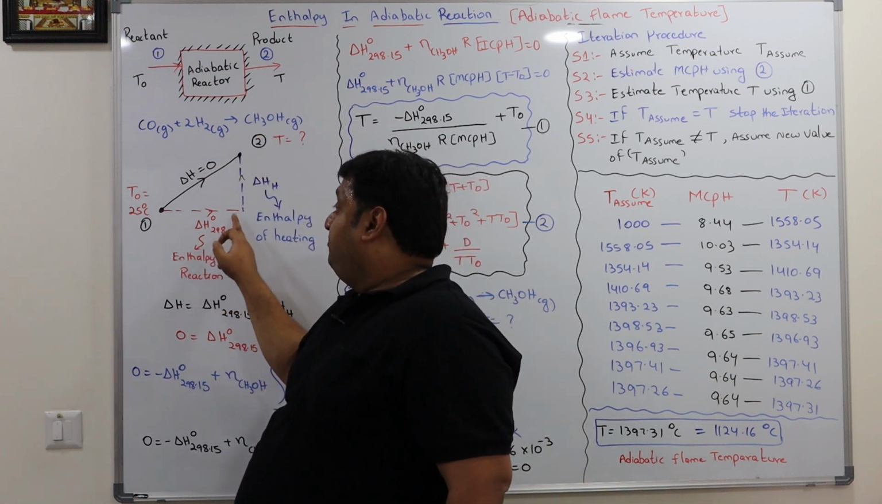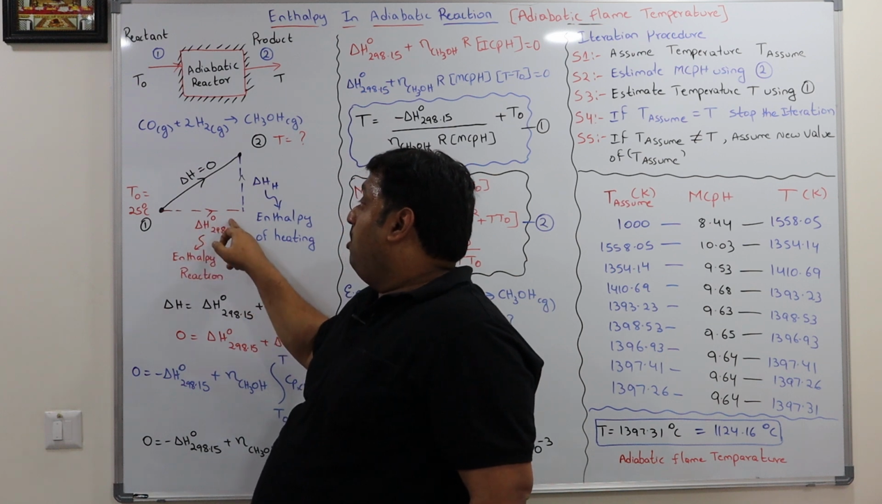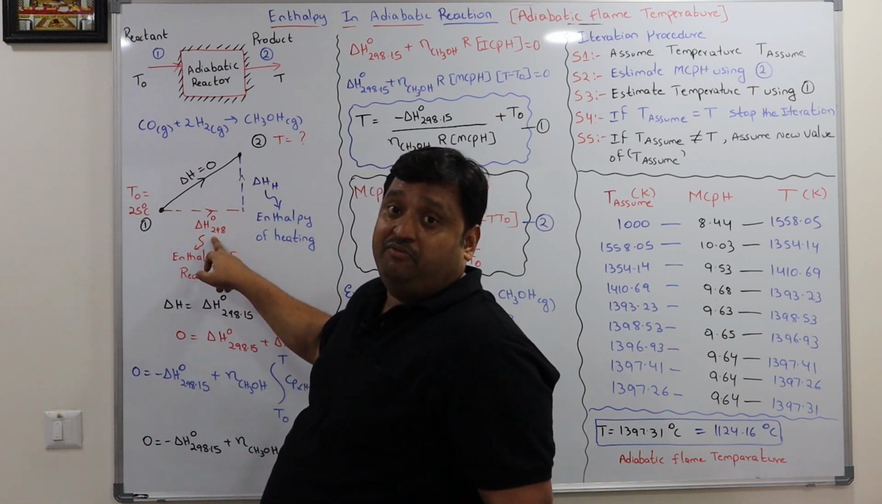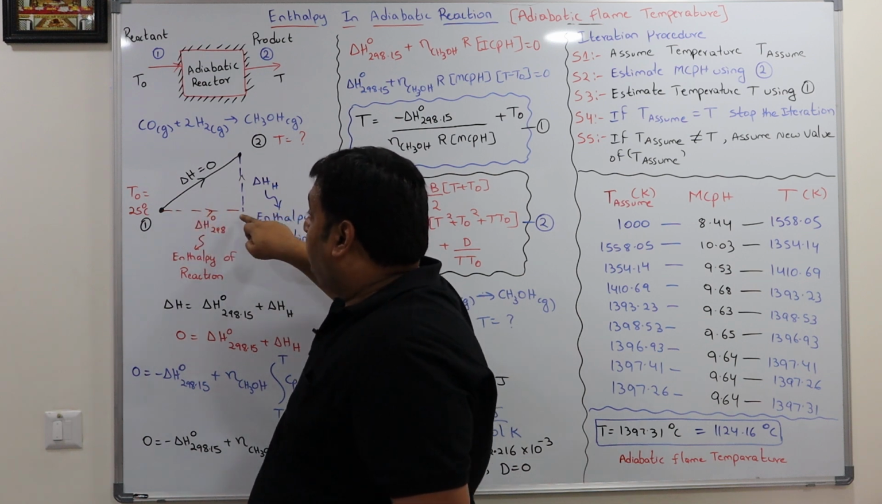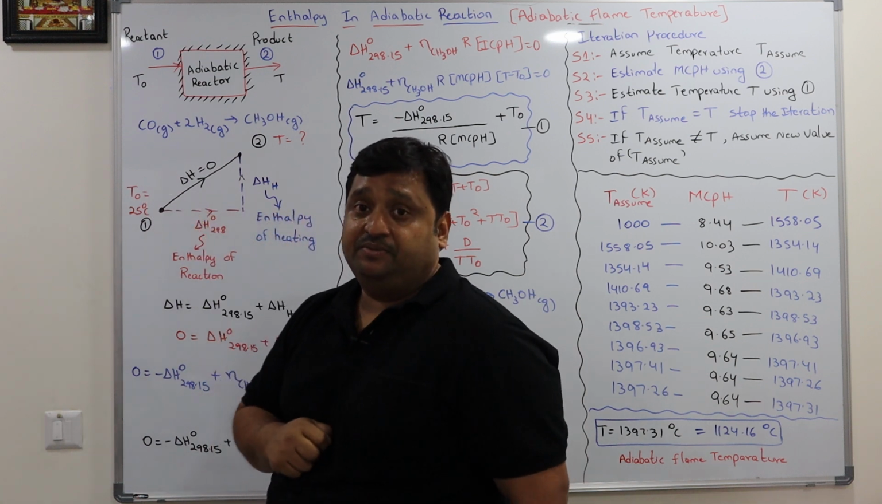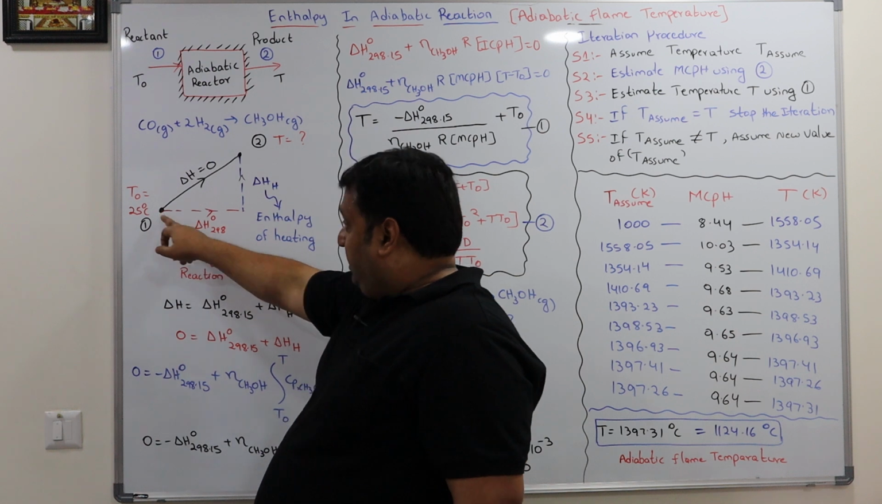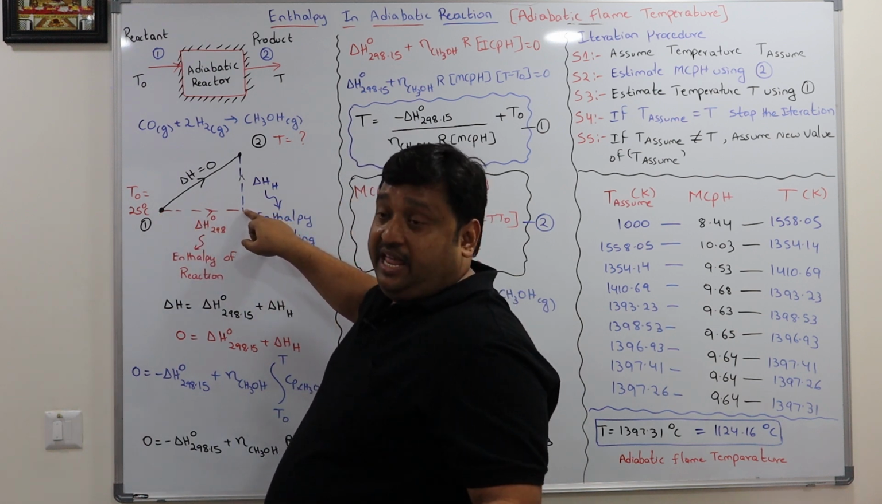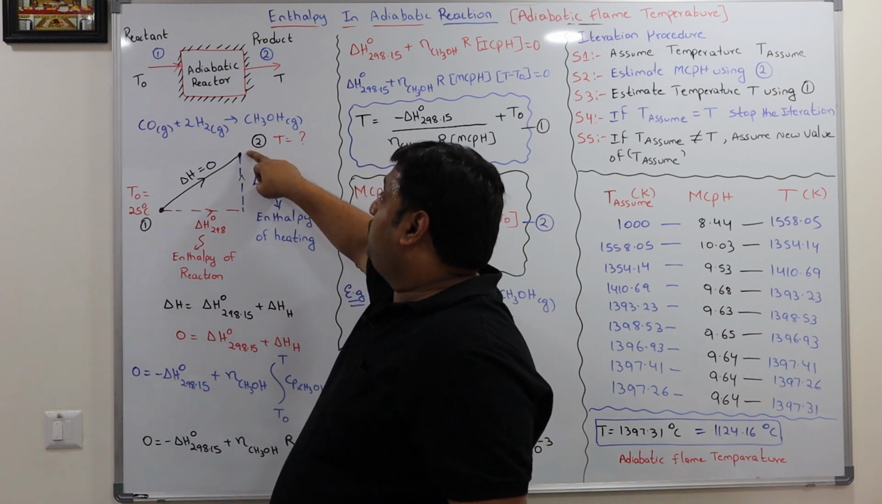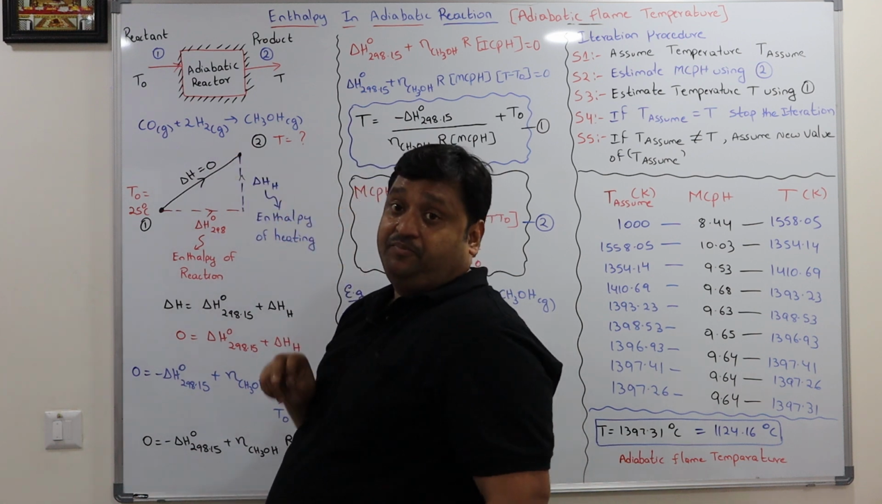Because I have the information of the change in enthalpy of the reaction at 298.15 Kelvin. That means I know something about the enthalpy of the reaction at 25 degrees centigrade. So let us conduct the reaction at 25 degrees centigrade. Once you finish the reaction, increase the product temperature from T0 to T.